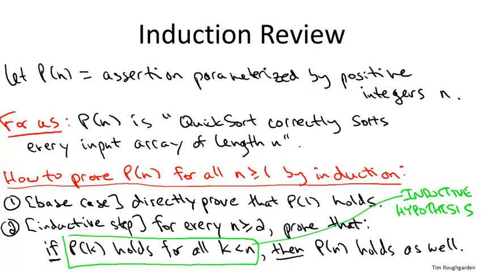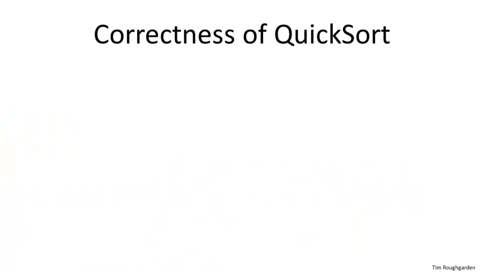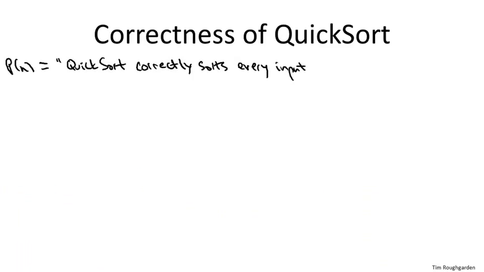Now let's instantiate this proof format for establishing the correctness of quicksort. So let me write again what is the assertion we care about. Our definition of P(n) is going to be that quicksort is always correct on arrays of length n. And of course, what we want to prove is that quicksort is correct no matter what size array you give it. That is, we want to prove that P(n) holds for every single n at least 1. So this is right in the wheelhouse of proofs by induction. Okay? So that's how we're going to establish it.